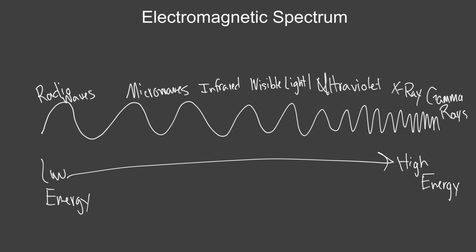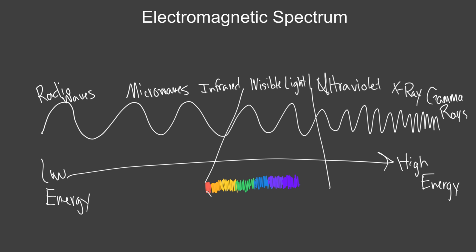If we focus on that visible light, which is between infrared and ultraviolet, and we move out on that, red is the lowest energy, then orange, followed by yellow, then we get green light, blue, indigo, and then finally violet. I know it's hard to see the difference in color there.